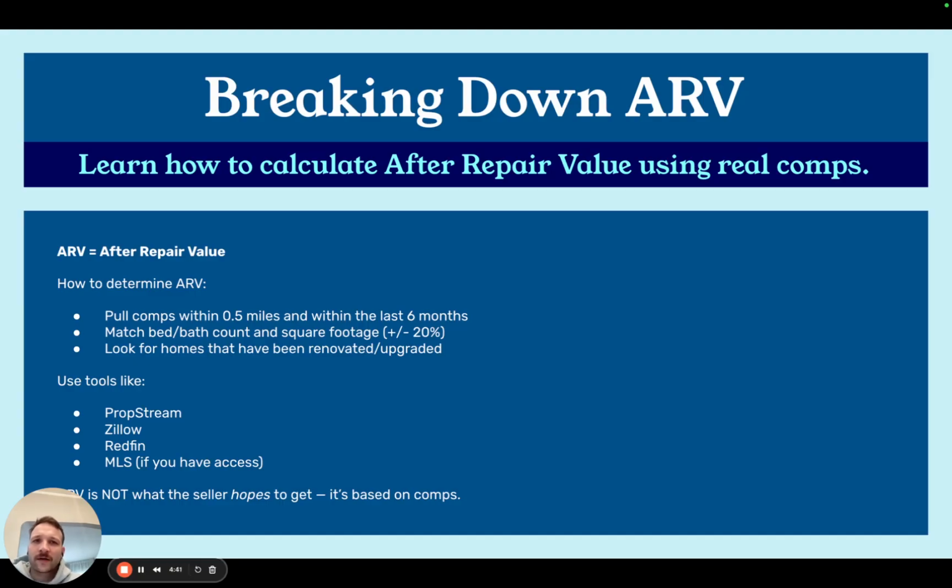Okay, so breaking down ARV. Learn how to calculate after repair value using real comps.